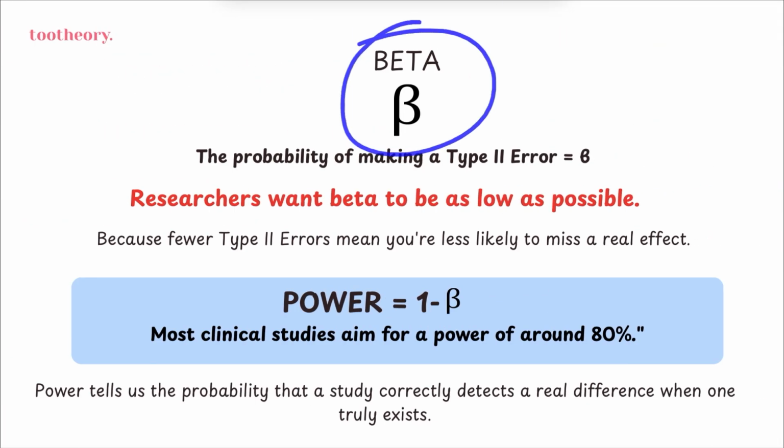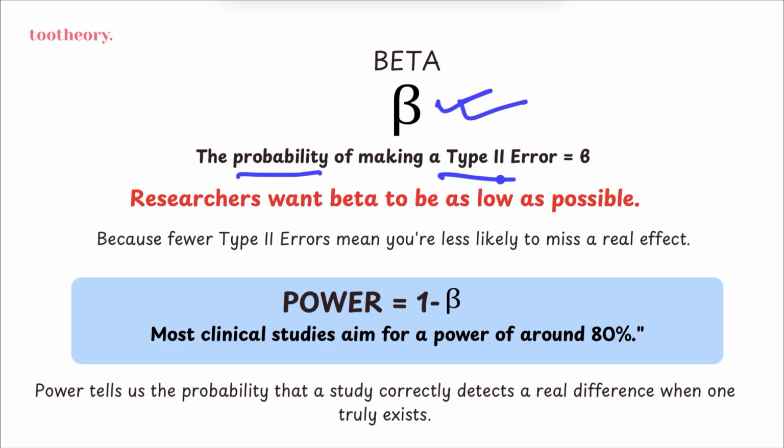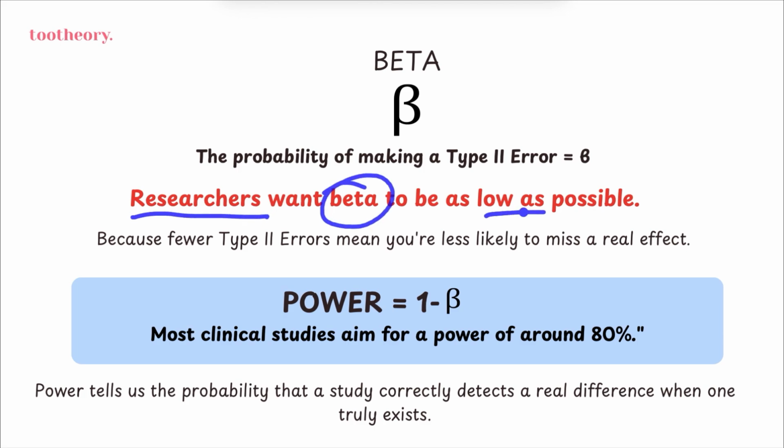Now let's look at beta, which is linked to type 2 error the same way alpha was linked to type 1 error. So beta is the probability of making a type 2 error, just like alpha was the probability of making a type 1 error, right? Now here, beta is a little different from alpha in that researchers want beta to be as low a number as possible.